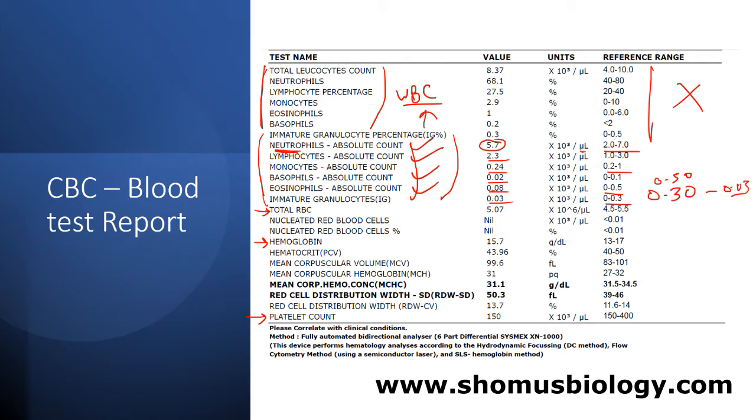Now total RBC, normally 4.5 to 5.5 into 10 to the power 6 per microliter. In my case the value is 5.07 into 10 to the power 6 per microliter. So it's completely normal. Nucleated red blood cells nil, nucleated red blood cell percentage nil. Now nucleated red blood cell is an important indicator.